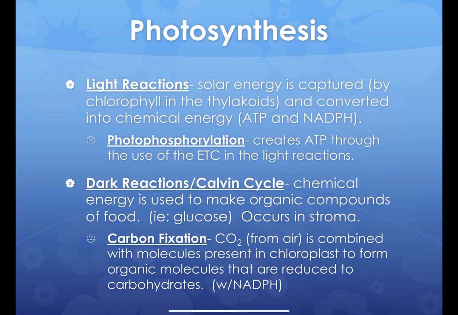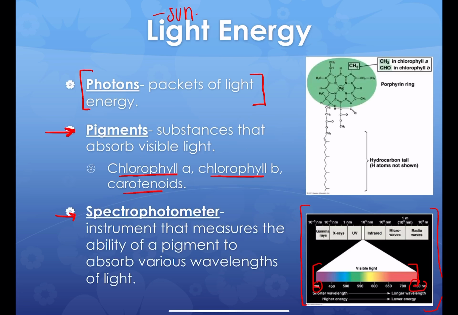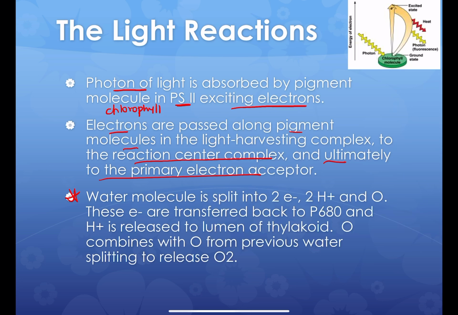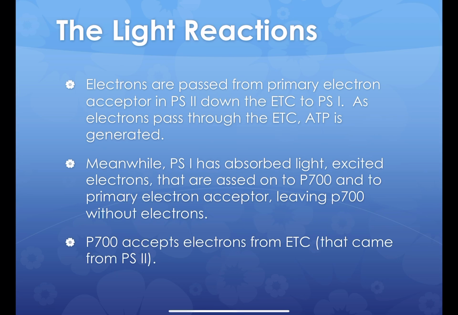Now, remember the electron transport chain that we did in cellular respiration. We have a very, very similar electron transport chain that we're working with here, okay? So, a water molecule is split into 2 electrons, 2 hydrogens, and an oxygen. The electrons are transferred back to P680. Hydrogen is released. Oxygen combines with another oxygen to release O2, as we just mentioned, okay?